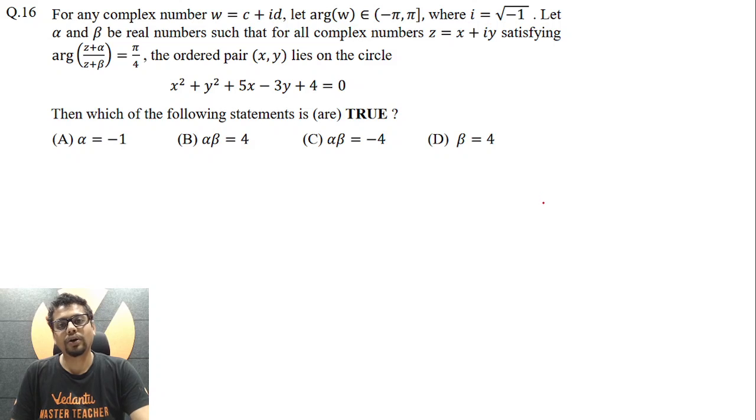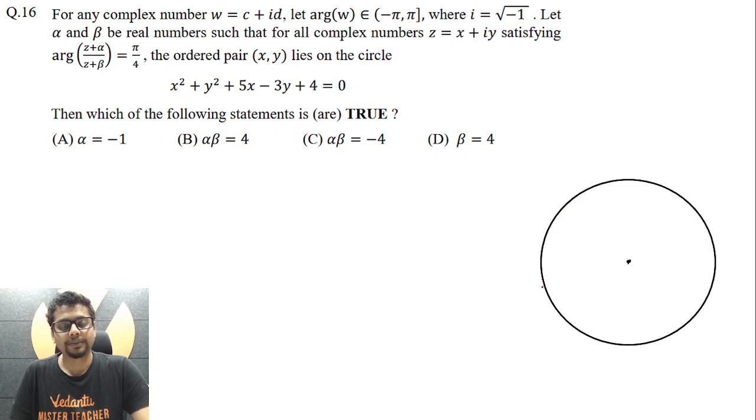Recollect that a chord subtends an equal, or you may say fixed, angle at the periphery of a circle. So basically, when I say argument of z plus alpha by z plus beta, it is essentially argument of z minus minus alpha divided by z minus minus beta. And this is pi by 4. So that means z is moving on an arc of a circle, having minus alpha and minus beta as endpoints of some chord which subtends a 45-degree angle at the periphery. And that's what has been given also, that the ordered pair x comma y lies on this circle.